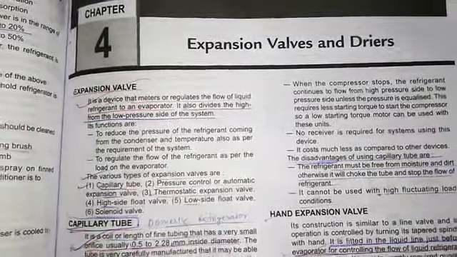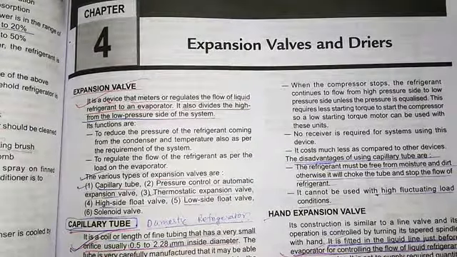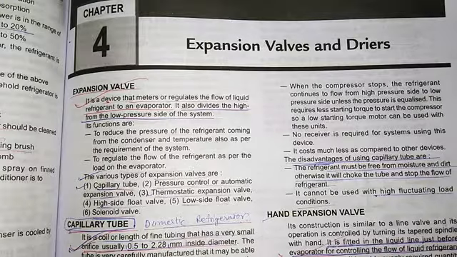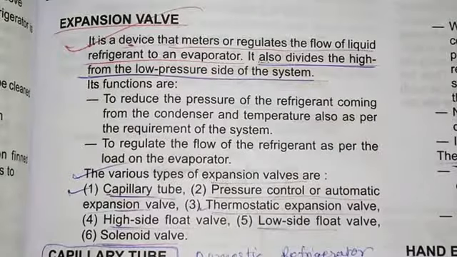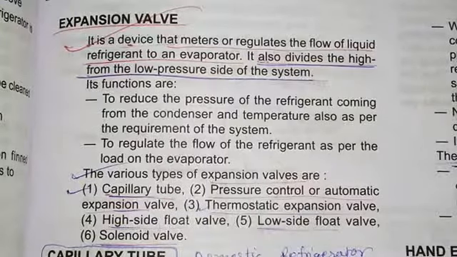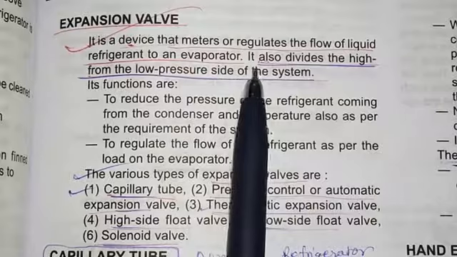In this video lecture we will see expansion valve and dryers. So we will discuss all these things in short. See, the expansion valve is a device that meters or regulates the flow of liquid refrigerant to an evaporator.